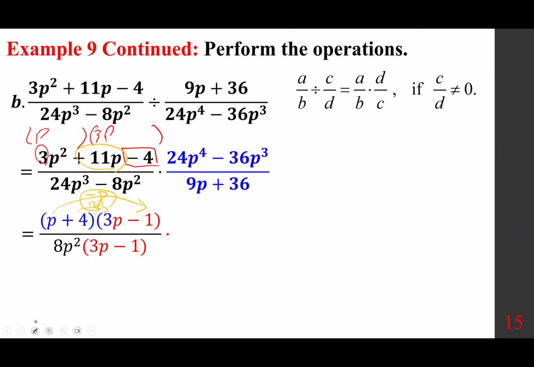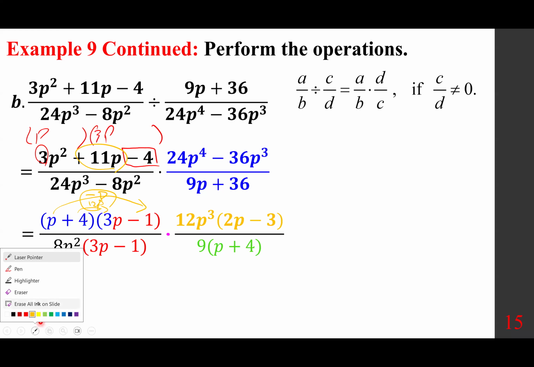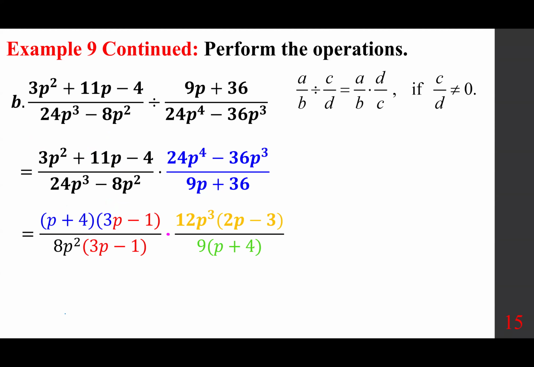Times, as I mentioned, this one, 12p cubed times 2p minus 3. This is 9 times p plus 4. And now I'm going to erase my work. And let's start from the very first one. P plus 4 is in common. Pick something from the top, something from the bottom. It doesn't matter which fraction because they are being multiplied at this point.